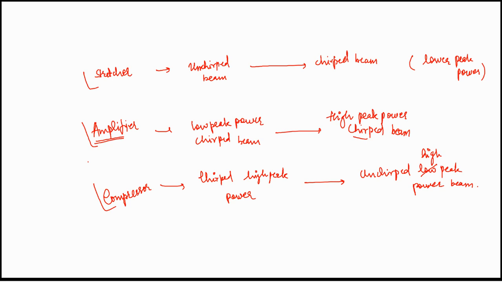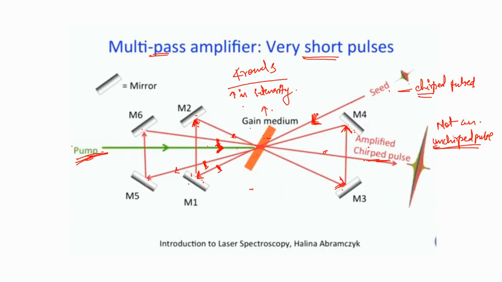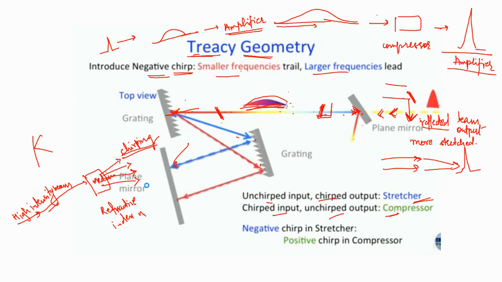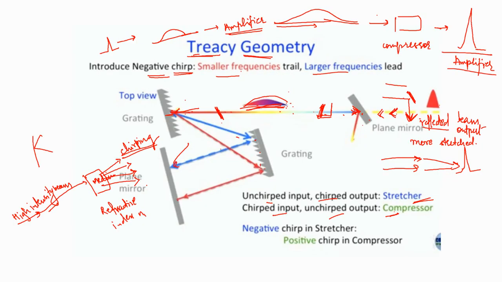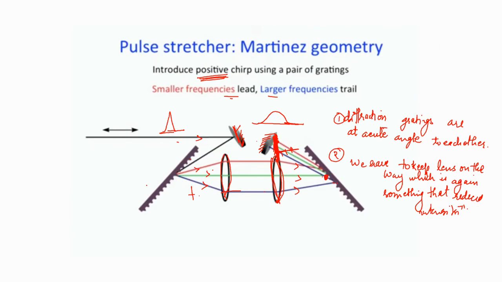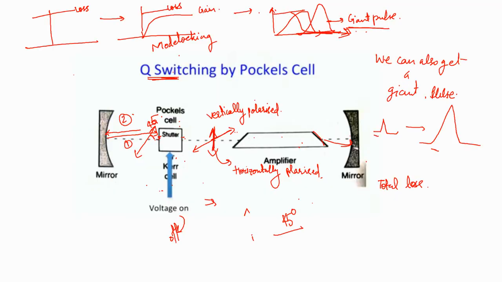And the summary of this module was that we had studied different kinds of stretchers, the different geometries. The first was the Treacy geometry, the second was the pulse stretcher, that is the Martinez geometry. Each one had one advantage, one disadvantage, and one different specification from the other one. First of all, the Treacy could get a negative chirp, in which the larger frequency leads. In the Martinez geometry, on the contrary, we could get a positive chirp where smaller frequencies could lead and the larger frequencies could lag. The third is Q switching in the Pockels cell.